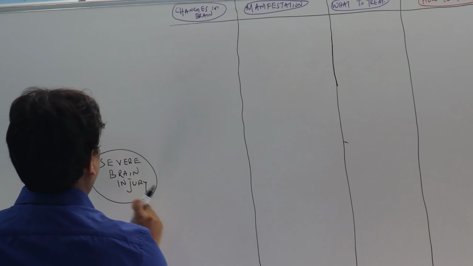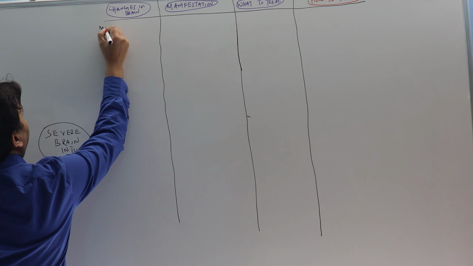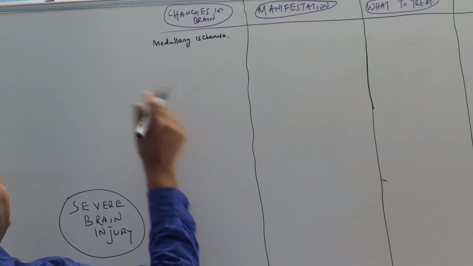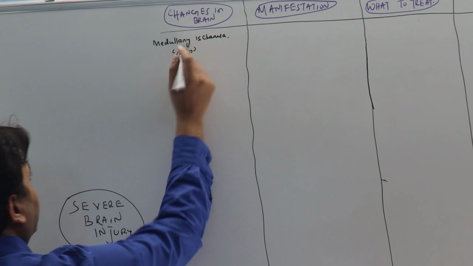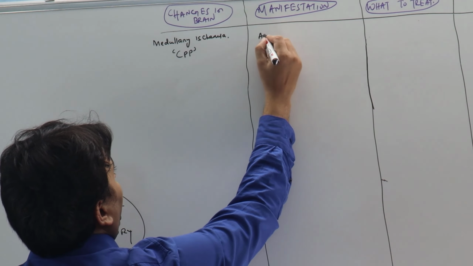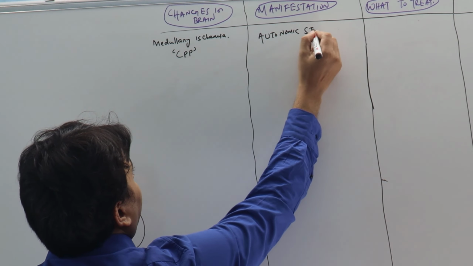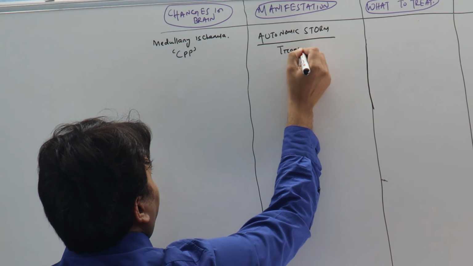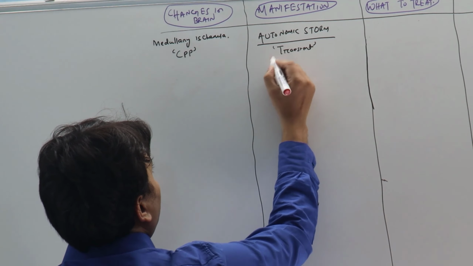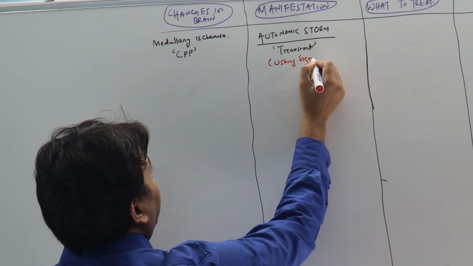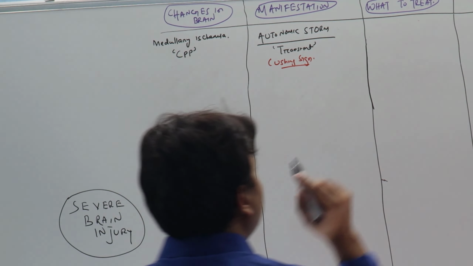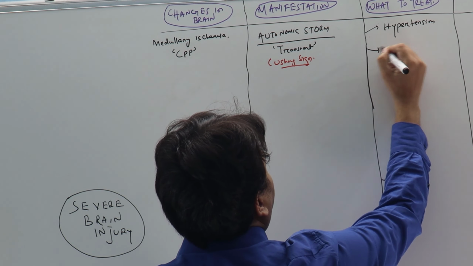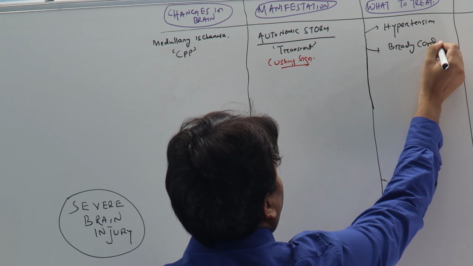Let us discuss. A patient who is having severe brain injury, first there will be medullary ischemia. So to protect the brain, the CPP has to be raised. CPP is cerebral perfusion pressure, and to do that there will be an autonomic storm. But this autonomic storm is transient and it's a part of what we call the Cushing sign. Cushing sign is a triad. What is the triad? We will deal with two of its components. One will be hypertension, another will be bradycardia, right?